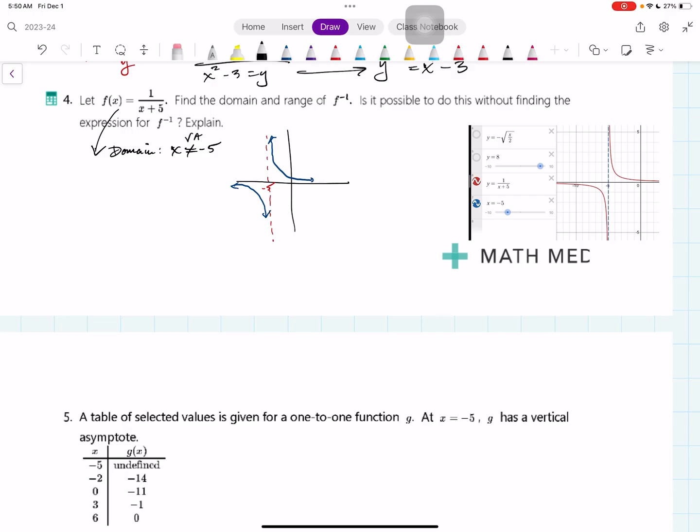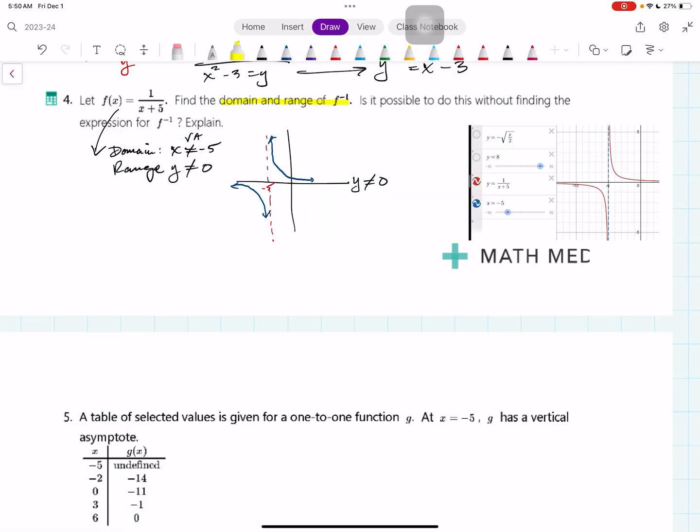But you don't even need the graph here, guys, and you don't need to find the inverse, okay? You just need to know the domain, which is all reals except -5, and then the range, if you look at it here, the function can't be equal to 0. Y can't be equal to 0 because it doesn't hit the x-axis. So y cannot be equal to 0. All right, and then it says, is it possible to find the domain and range of f inverse without finding the inverse?